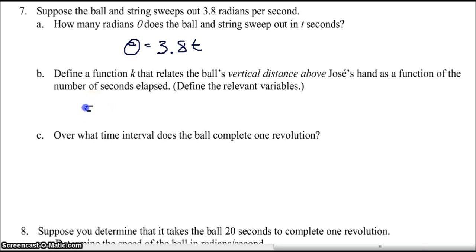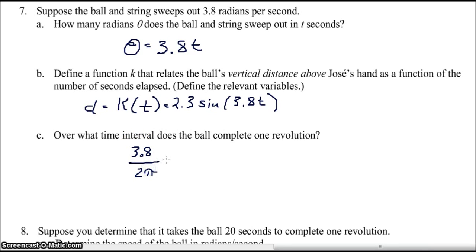Define a function k that relates the vertical distance above Jose's hand as a function of the number of seconds elapsed. 2.3 sine of 3.8 t. Over what interval does the ball complete one revolution? 2 pi over b. There's 2 pi radians in one revolution, but we're going 3.8 radians each second, so we can divide 2 pi by 3.8, and we can come up with 1.653 seconds.